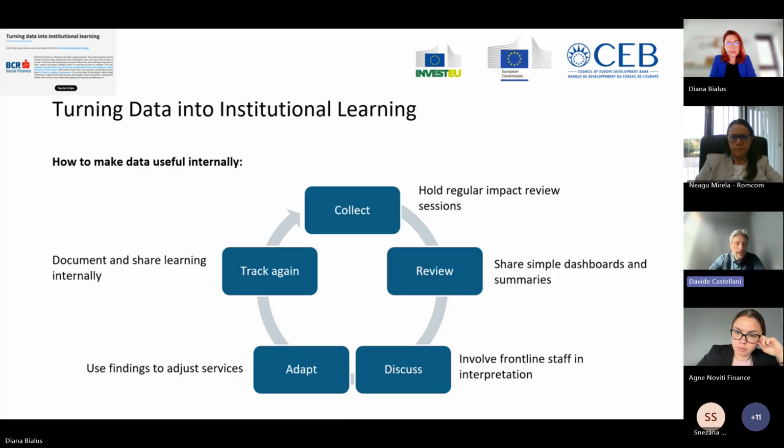A good strategy is also to involve frontline staff in interpretation. This can also help them to be more motivated, right? So this is the data that we have collected. What do you think about that? What's your perception? Do you agree with that, right? So loan officers can have a different view, or they can confirm the data that you have collected.